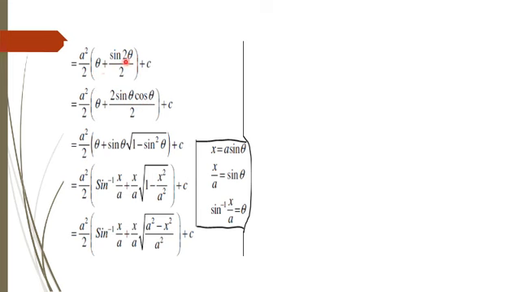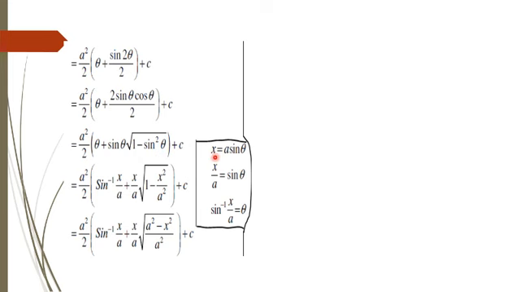Why do we replace sin 2 theta with 2 sin theta cos theta? Because we have only the value of sin theta, that is x is equal to a sin theta. Now we convert this sin 2 theta in the form of only sin theta, so replace sin 2 theta with 2 sin theta cos theta. Again we have a problem in cos theta, so cos theta can be written as square root of 1 minus sin square theta.